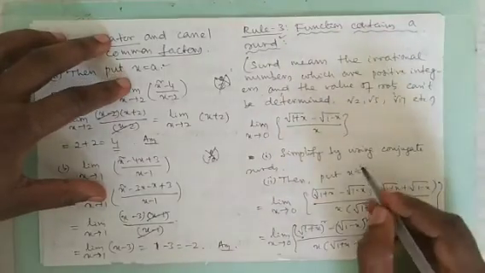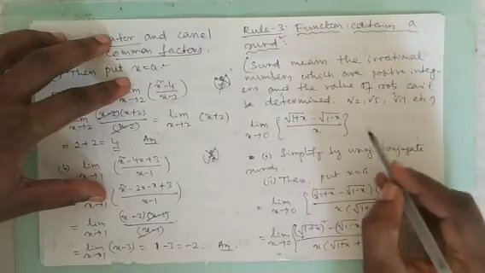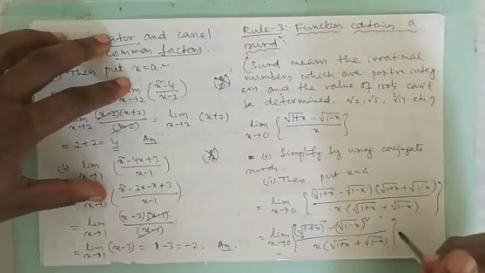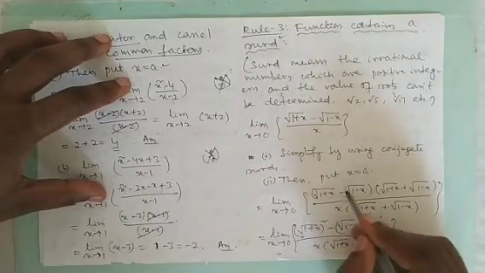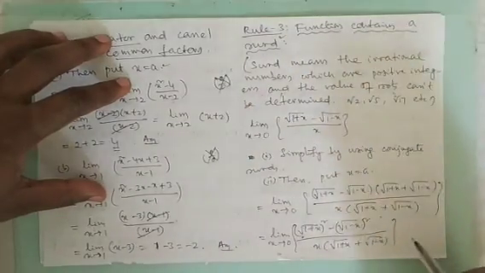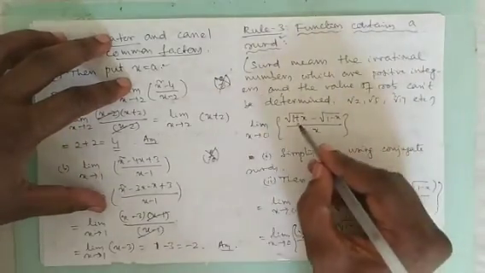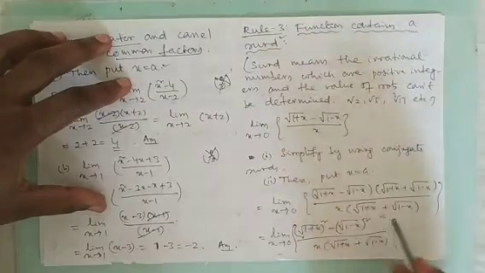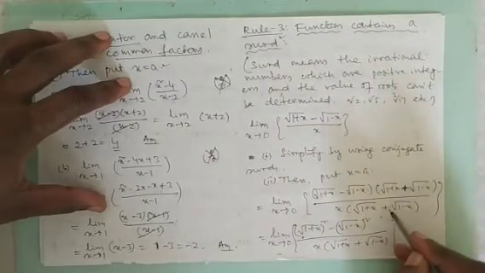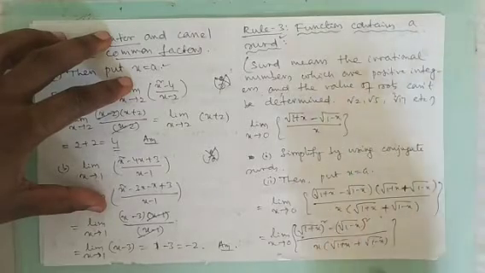So in this case, what will we do? Simplify by using conjugate surds. We will multiply the numerator and denominator by the conjugate surd, then simplify it, and then put the value of x equal to a, whatever x value is given, and then you can easily solve the problem. Now let us take this example: limit x tends to 0, root over 1 plus x minus root over 1 minus x by x. Its conjugate surd is, in place of minus, plus. So I have multiplied the conjugate surd with the denominator and numerator.